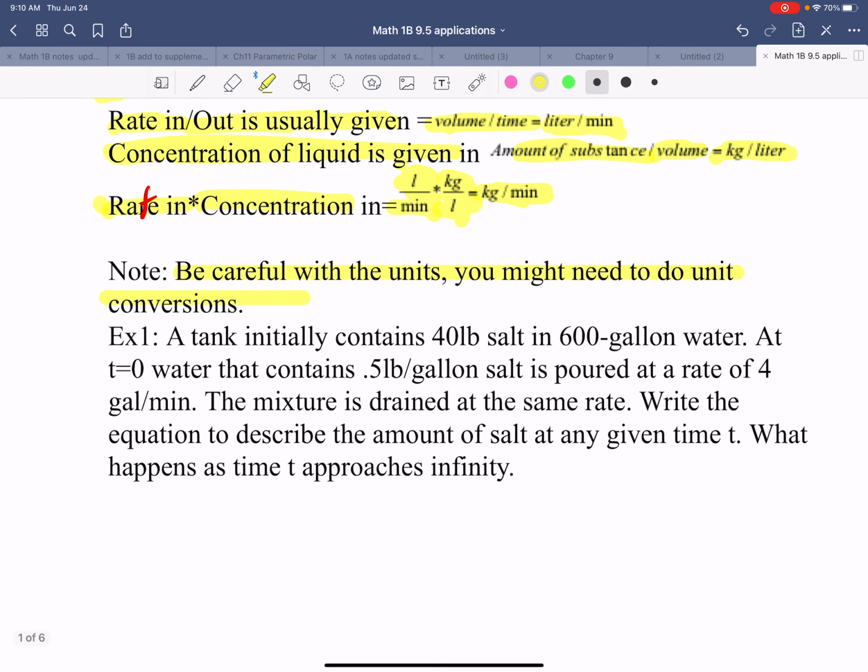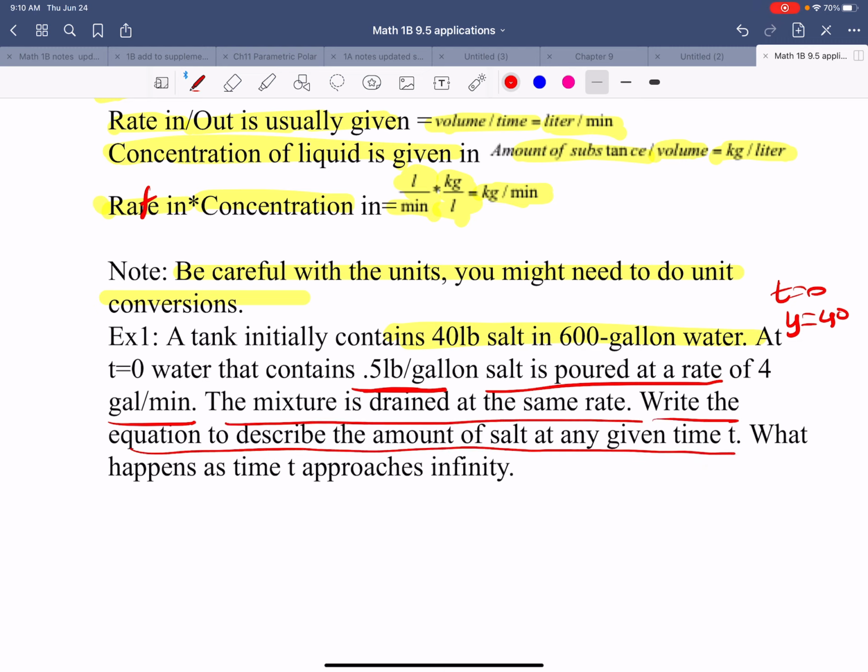A tank initially contains 40 pounds of salt in 600 gallons of water. This gives me my initial condition: when time t is 0, the amount of salt is 40 pounds. At time t equal to 0, water that contains half a pound per gallon of salt is poured in at a rate of 4 gallons per minute. The mixture is drained at the same rate. Write the equation to describe the amount of salt at any time.